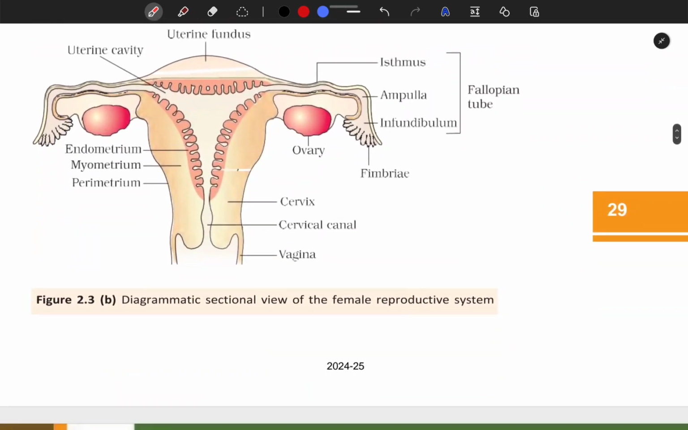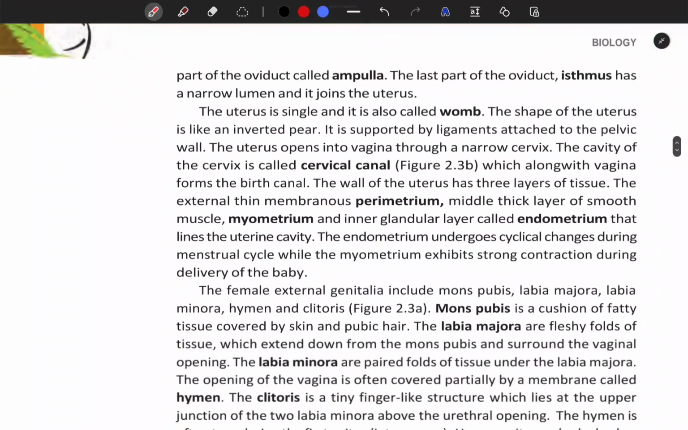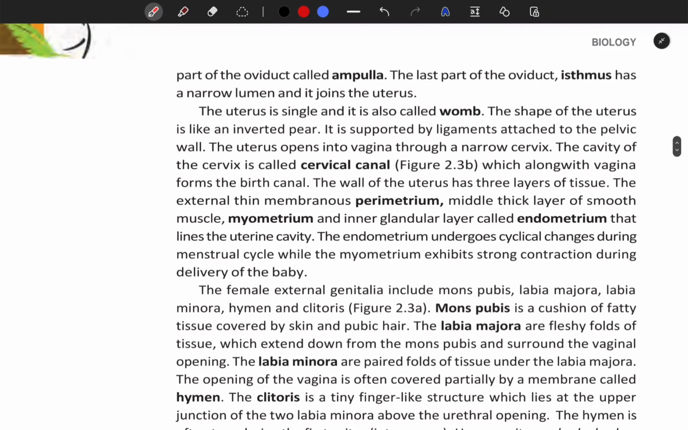The infundibulum leads to a wider part of the oviduct called ampulla. The last part of the oviduct, isthmus, has a narrow lumen and it joins the uterus. The uterus is single and it is called womb. The shape of the uterus is like an inverted pear.